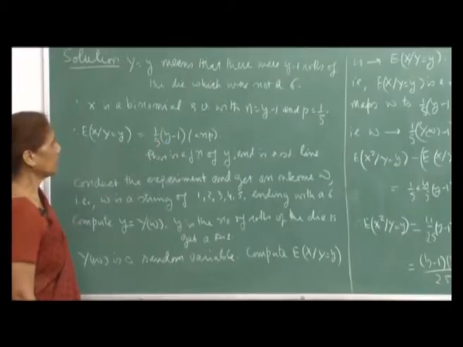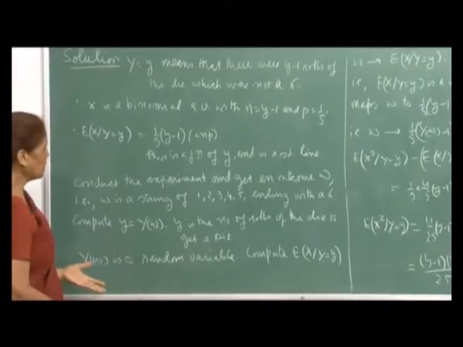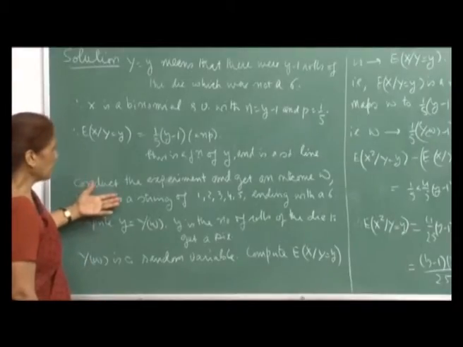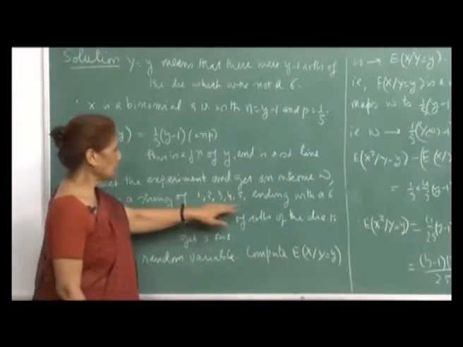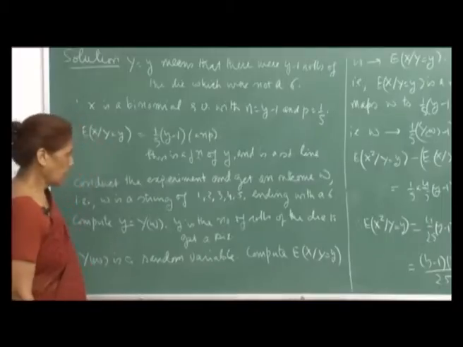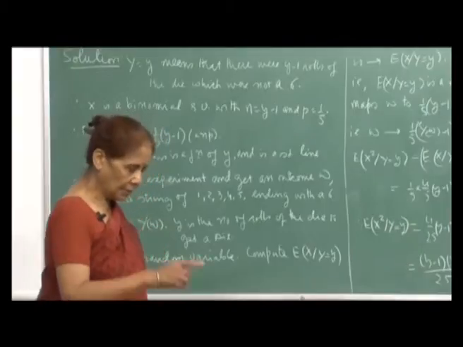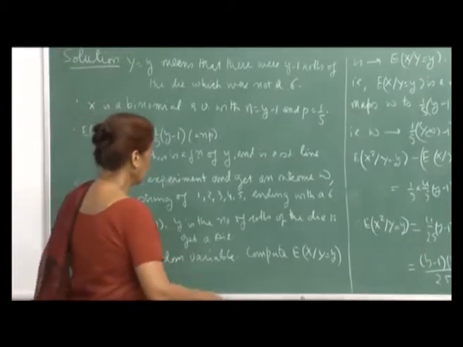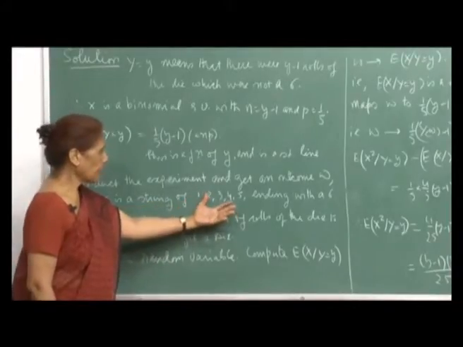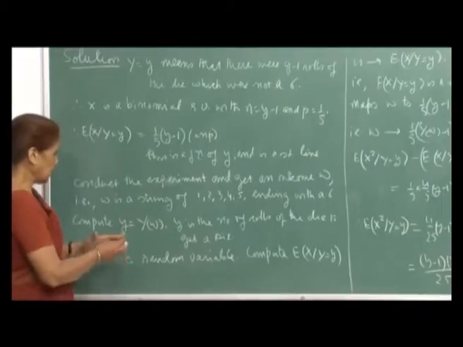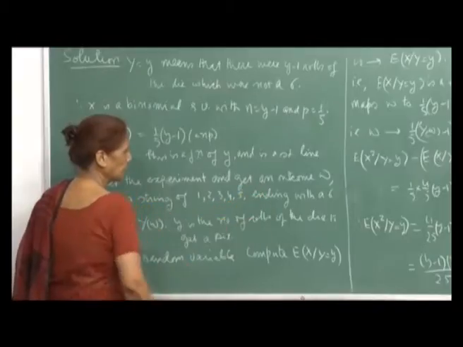Expected value of x given capital Y, the conditional expectation, is a random variable. Now, conduct the experiment and get an outcome omega, that is, omega is a string of 1, 2, 3, 4, 5 ending with a 6. Like we conduct the experiment, we keep rolling the die till we get a 6 and we record the outcomes at each roll. So it will be a string of these numbers ending with a 6. Then you compute how many numbers are there in the string, that means how many times we had to roll the die.